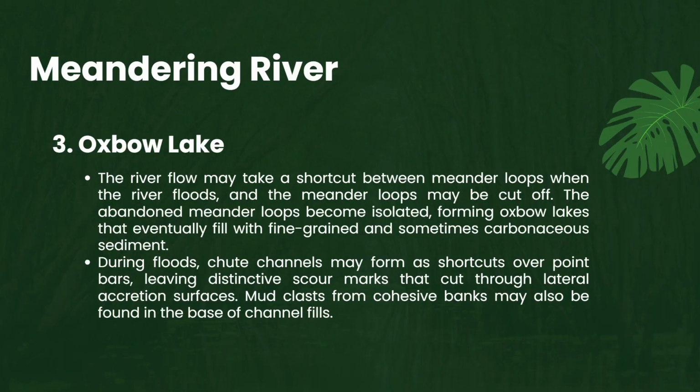As lateral migration continues, the bends in a meandering river can become so pronounced that during a flood, the river may cut across the narrow neck between two loops, creating a shortcut. When this happens, the old meander loop is abandoned and becomes an isolated oxbow lake, which gradually fills with fine-grained and sometimes organic-rich sediment. During such flood events, new chute channels may also form as water shortcuts over point bars, leaving behind distinctive scour marks and sometimes containing mudclasts eroded from the river's cohesive banks.